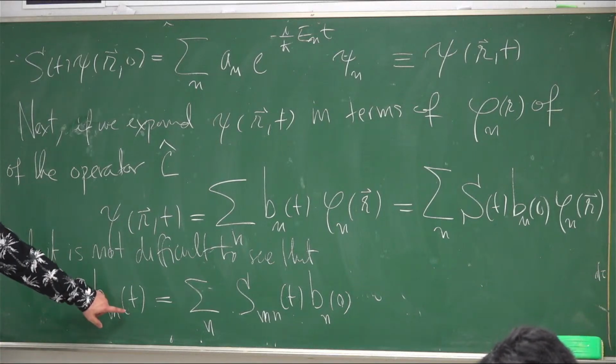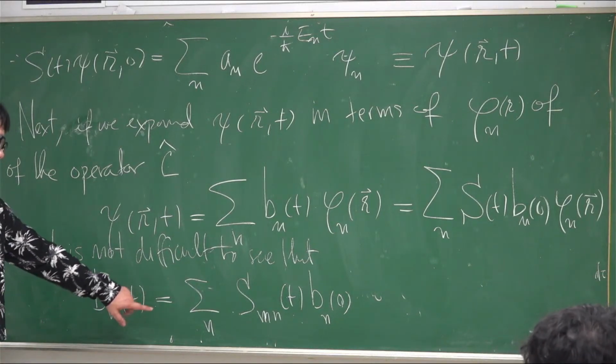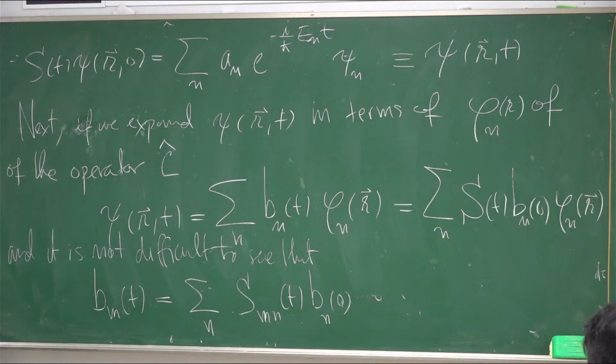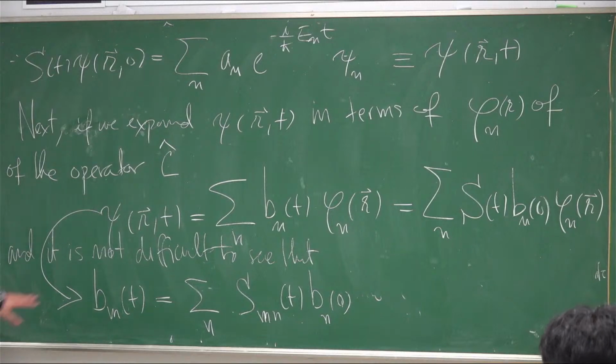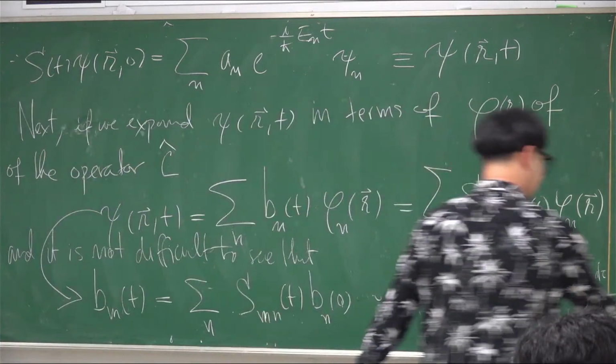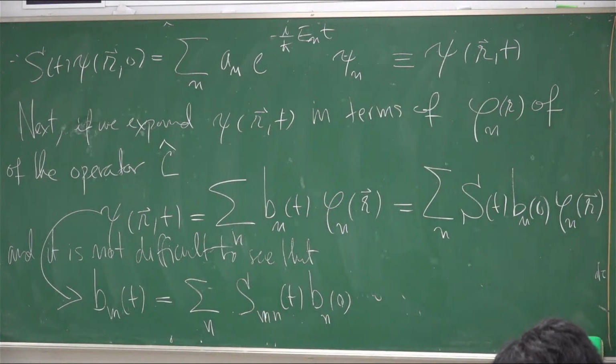If you want to solve for this b_m(t), you can do it from this. I'm not going to derive it for you, because I'm going to leave it as homework. It's not difficult, it's just two or three lines and done.